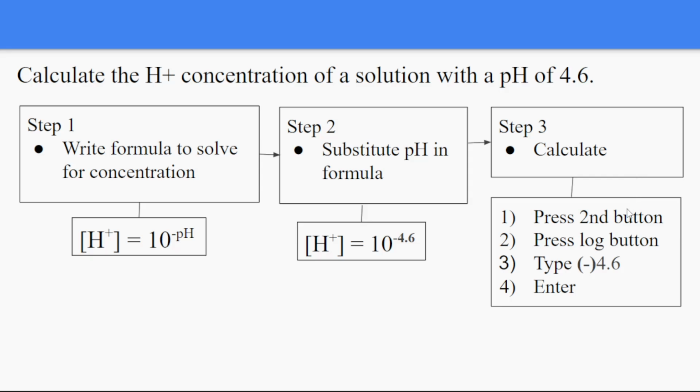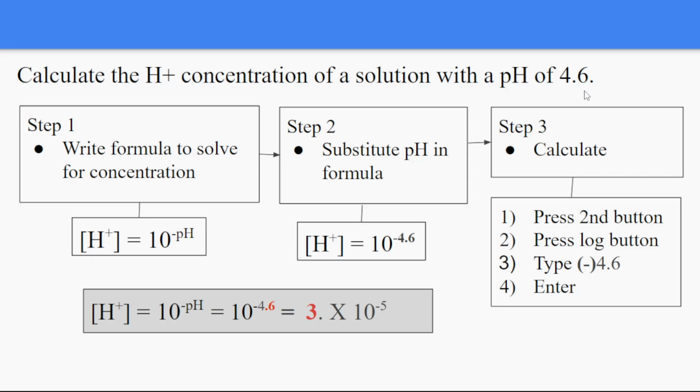To calculate, since this is the inverse log, you press second, and then you press the log button, and then you type negative 4.6. Now look at the decimal places for our pH. We have 1 decimal place, 4.6. So 1 decimal place means that we have to round to 1 sig fig. Now if I type this in the calculator, I would end up with 2.5 something times 10 to the negative fifth, but since we have 1 decimal place, I had to round up to 3.